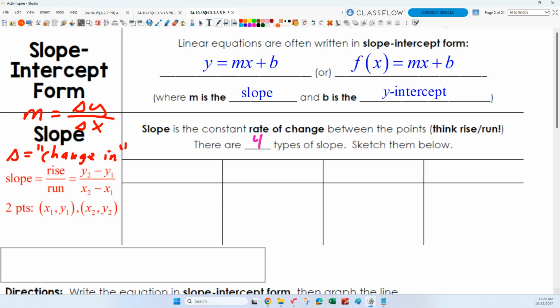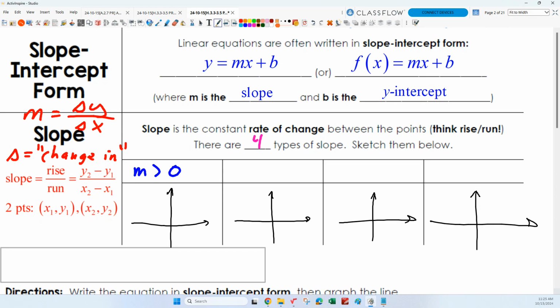One possibility is the slope is positive. What are the characteristics of a line with positive slope? Okay, so as x increases, y increases, right? In other words, an ant walking in the positive x direction from left to right would be walking uphill. So it would look like something like that, right? There's a line with positive slope.